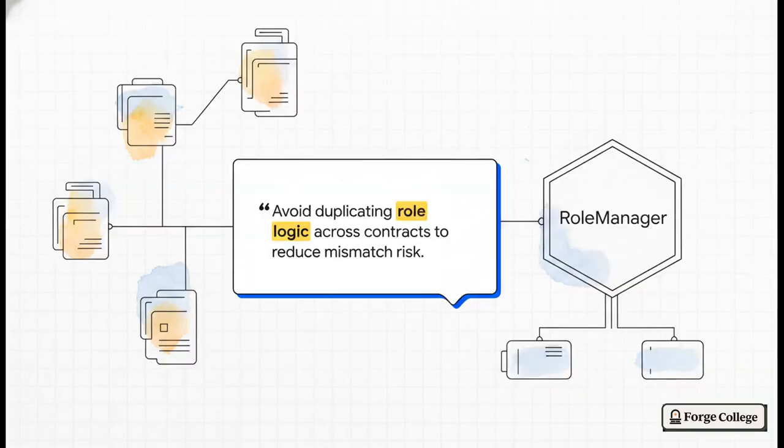I just want to pause for a second on this integration best practice. Avoid duplicating role logic across contracts to reduce mismatch risk. What does that actually mean? Well, if you have 3 different modules in your multisig, they shouldn't all have their own custom, slightly different ways of checking roles. No way. They should all point back to your single, centralized role manager. As you'll discover in some of the other advanced learning tracks here at Forge College, smart contract architecture relies really heavily on composability. Keep your role logic in one central place and just let your other contracts query it.